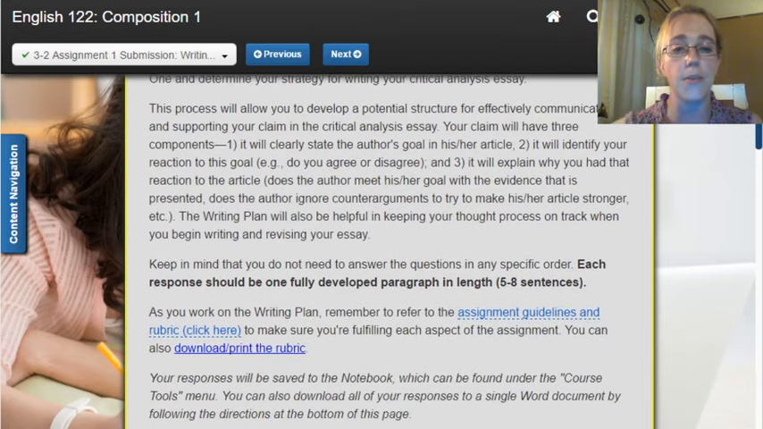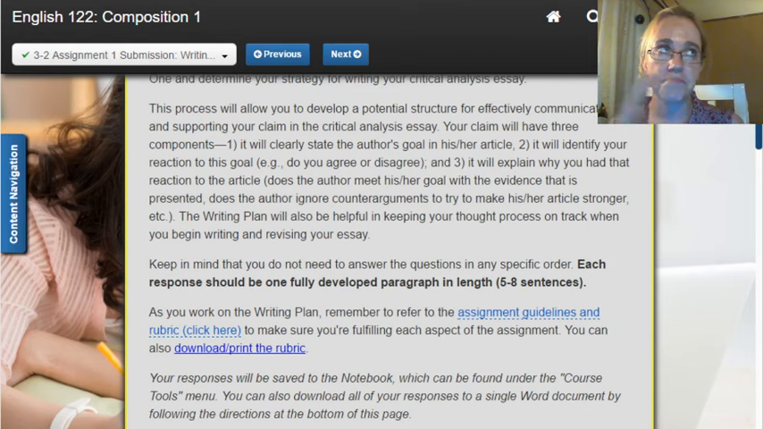And this process is going to support a potential structure for you to effectively communicate and support the claim that you're making in your critical analysis essay. And even as we're working on our writing plan, it might be beneficial for you to go ahead and review the critical analysis rubric so you have that end goal in mind a little bit, okay? So our hope for this assignment is to have our claim being developed. It's our writing plan, okay?